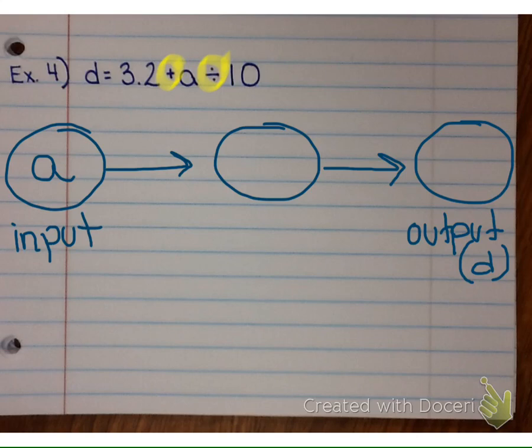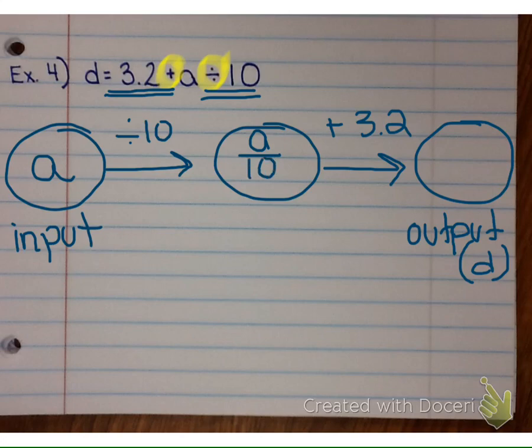So let's see what's happening to A. First, A is being divided by 10. Order of operations tells me that division comes first. So we're going to divide by 10. Next, the quotient is being added to 3.2. So I'm going to write plus 3.2. Now I can fill in my middle oval, A divided by 10. I can show that using a fraction bar, A over 10. Next, I need to add 3.2 to the quotient of A and 10. So I'll write A divided by 10 plus 3.2.